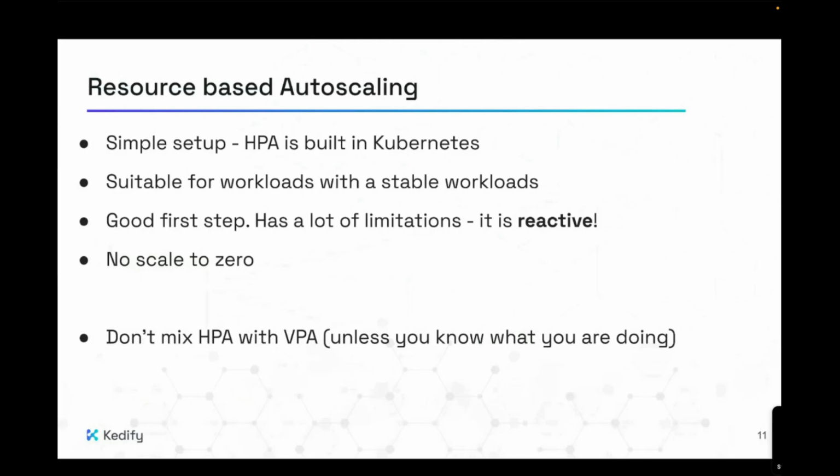One point about this. In this talk, we will be talking mostly about horizontal scaling. Horizontal scaling means that we are adding more replicas of the same application. Vertical autoscaling, on the other hand, is like we are resizing the application itself.